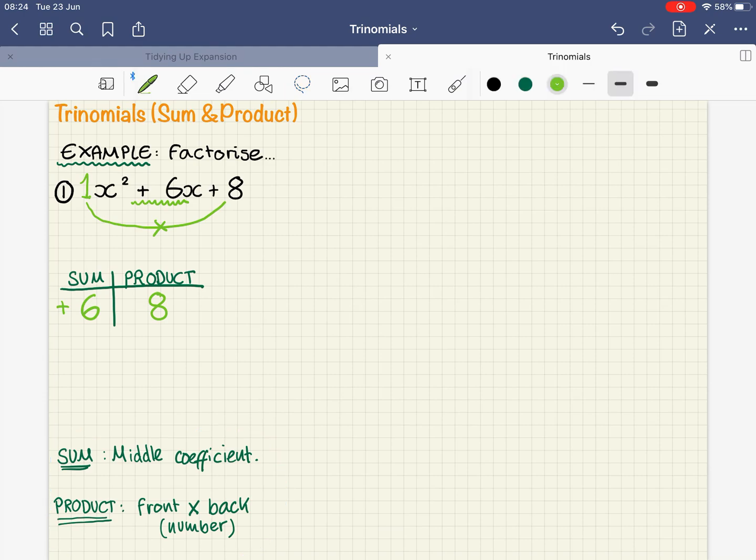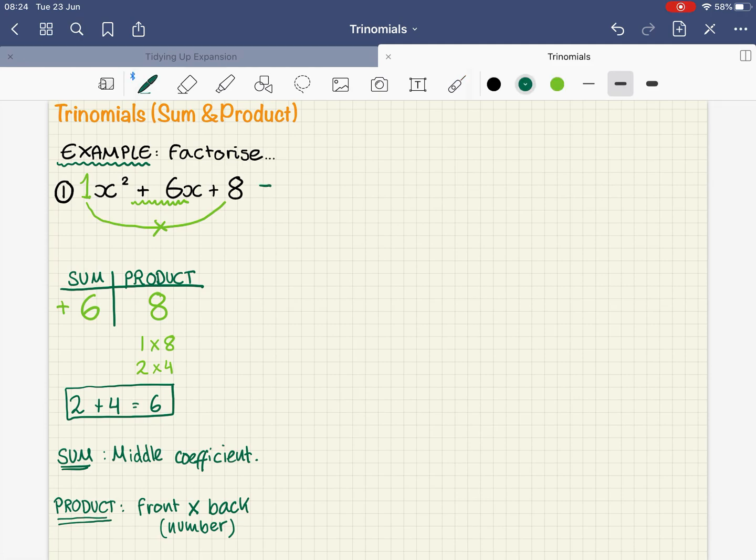Let's move that down. The next thing I need to do is think of all the numbers that multiply together to give me 8. So I need to think of all the pairs. So 1 times 8 gives me 8, and my only other pair is 2 times 4. The next thing I need to do is figure out which of these pairs I could add or subtract to give me this positive 6. Well, if I did 2 add 4, that gives me 6. So that is what I am going to use. And again, it has to be strictly either the 2 and the 4 or the 1 and the 8. You can't use a bit of one and a bit of another.